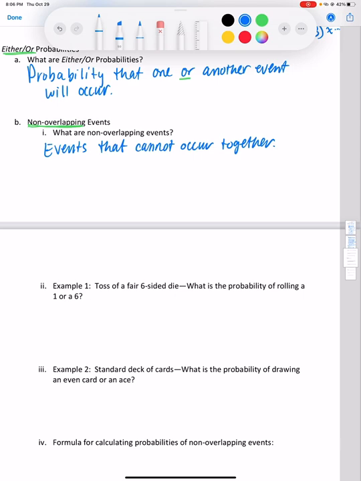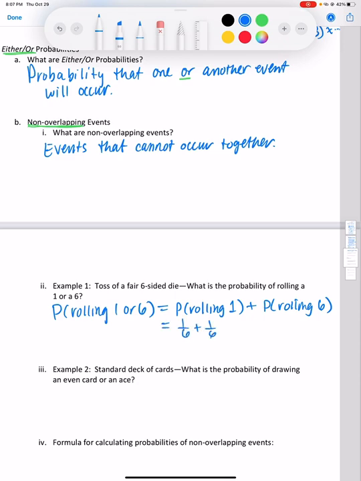So the probability of rolling 1 or 6 is equal to the probability of rolling 1 plus the probability of rolling 6. Now, since they don't have to occur together, we add the probabilities. So we add 1/6 plus 1/6, and we get 2/6, which is equal to 1/3, which is about 0.33. Okay. The probability of rolling a 1 or a 6 is about 1/3.